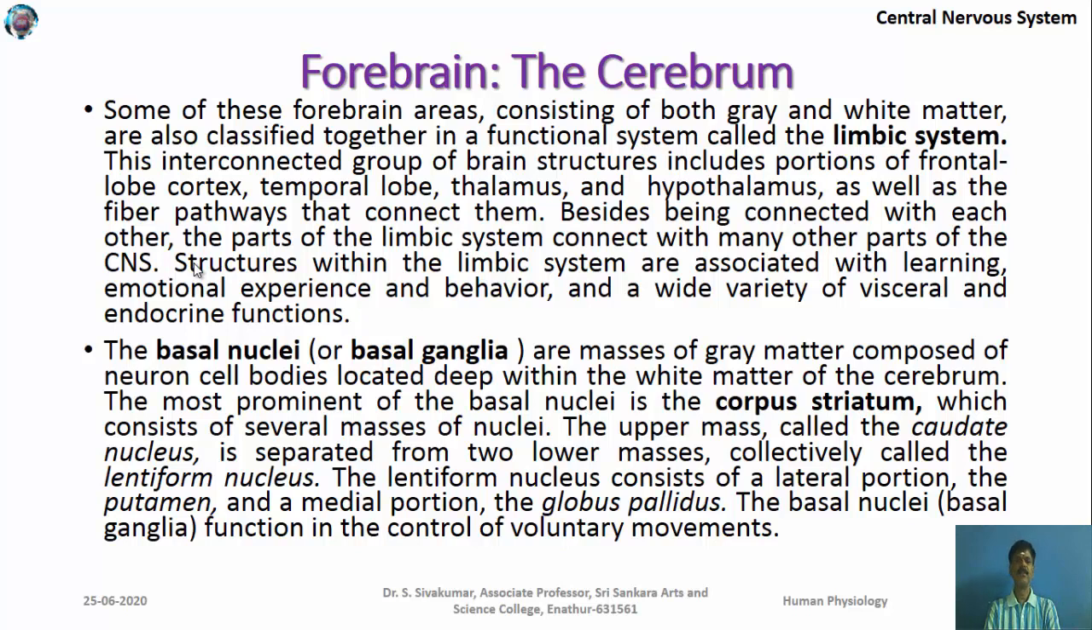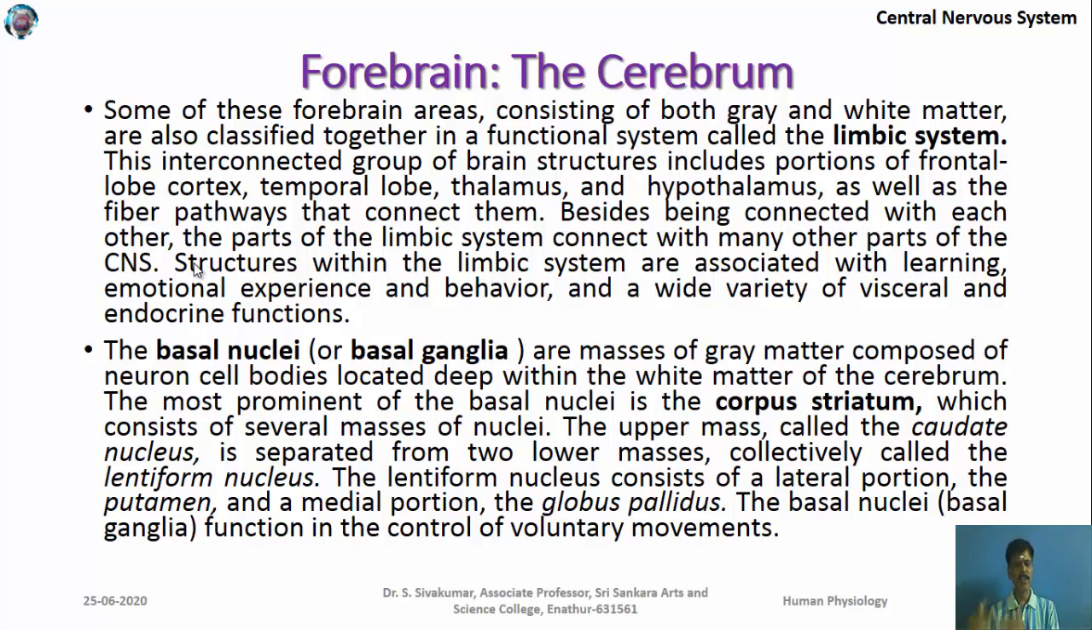Some of the forebrain areas consist of both gray and white matter. They are classified together in a functional system called the limbic system. So the outer region usually contains gray matter, and the inner region usually contains white matter. Some regions contain both white and gray matter. They are known as the limbic system.